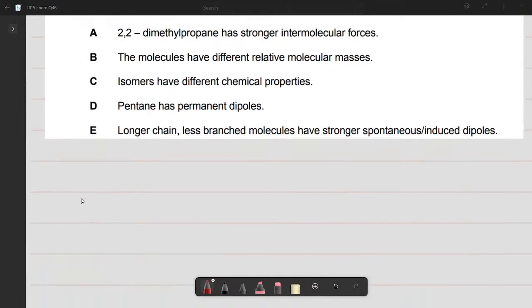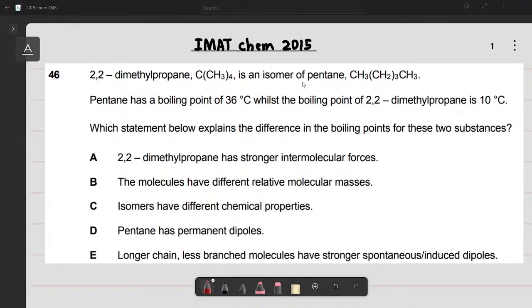So first of all, we know that they are isomers of each other. So again, we must recall the definition of isomer. An isomer is a compound which shares the same molecular formula, but differs in structural arrangement. Like one can be branched or one can be linear and so on, but they share the same molecular formula, which is the number of carbons and hydrogens and whatever elements.